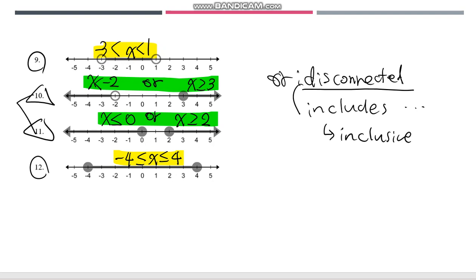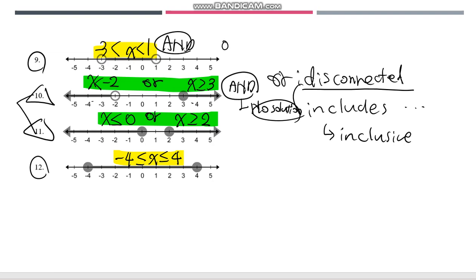Again, if this was end, then it has no solution because there is no common part between this and this. They do not have any intersection between these two. But in the case of number 9, let's say now this is end, right? What if this was or? What I mean by end is that they're connected with end.